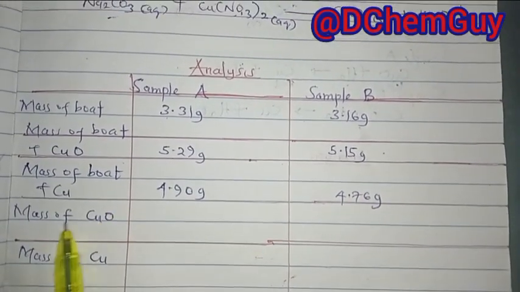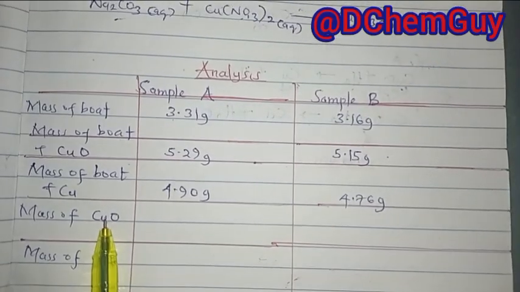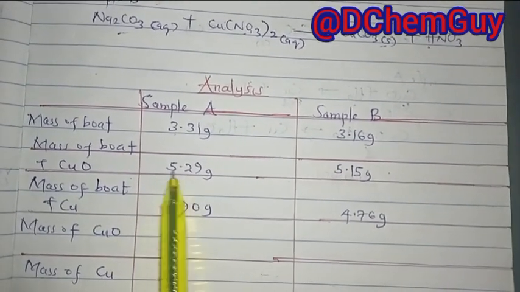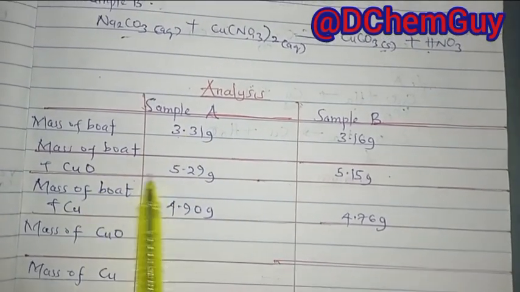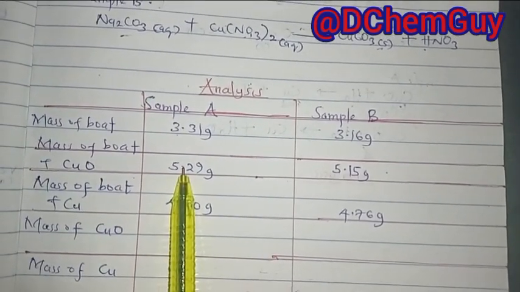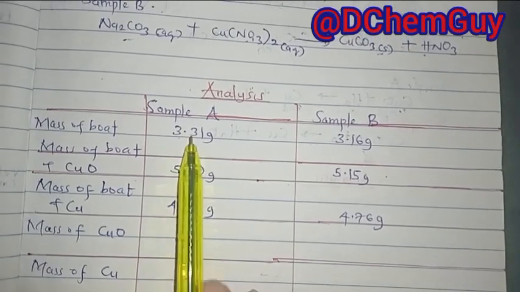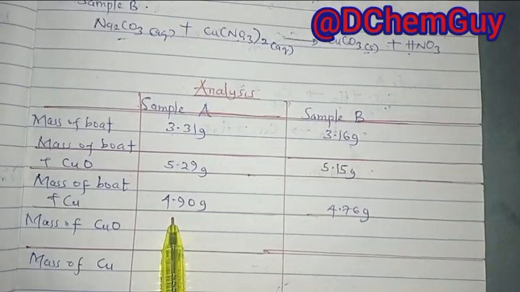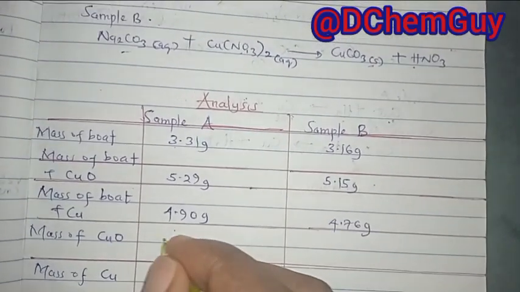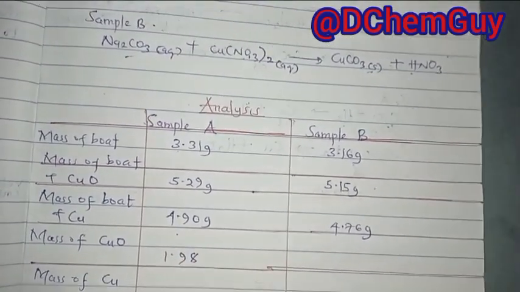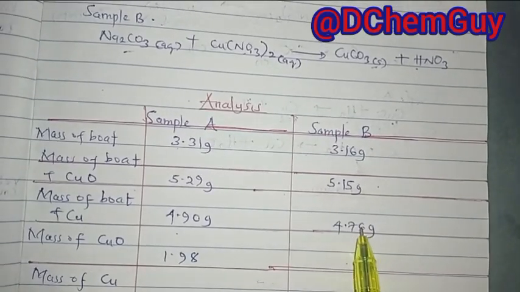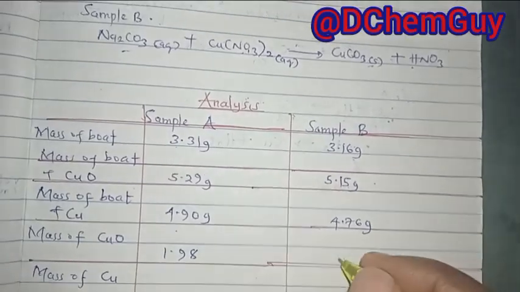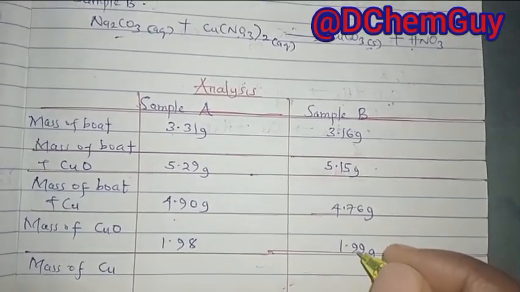Now, mass of CuO. How do we get mass of copper 2 oxide? It's very easy. You will subtract mass of boat from mass of boat plus copper 2 oxide. So by the time you subtract that, you are going to get 1.98. Let me write it here. 1.98. Now, this minus this will give us 1.99. Mind you, they are in grams.